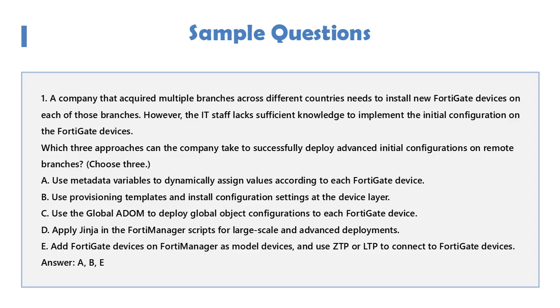1. A company that acquired multiple branches across different countries needs to install new FortiGate devices on each of those branches. However, the IT staff lacks sufficient knowledge to implement the initial configuration on the FortiGate devices. Which 3 approaches can the company take to successfully deploy advanced initial configurations on remote branches?